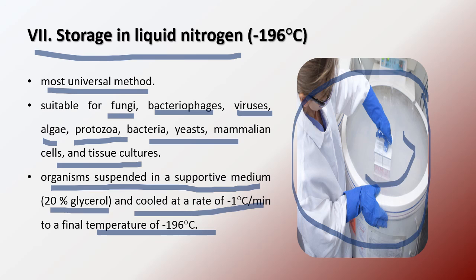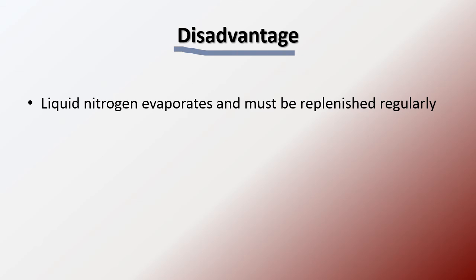So this whole thing will be filled up with liquid nitrogen, and inside you will see some boxes, or sometimes it also comes in cylinder form, where you can arrange your bacteria on the shelves, and then you keep it in the liquid nitrogen. Okay, one of the disadvantages of storing in liquid nitrogen is that liquid nitrogen easily evaporates, and therefore it must be replenished regularly, and this increases the preservation cost of the pure cultures.